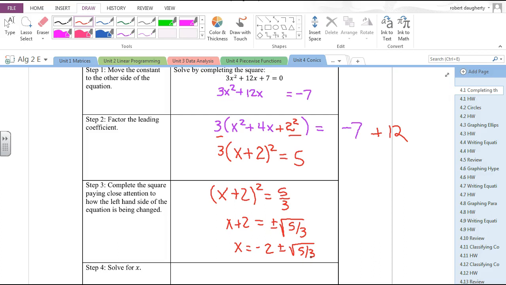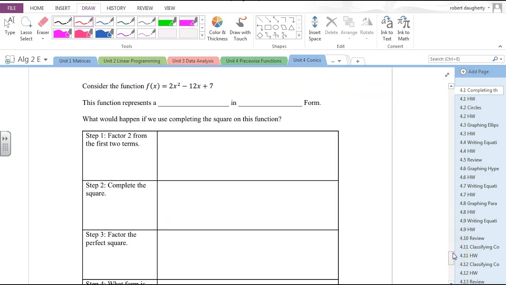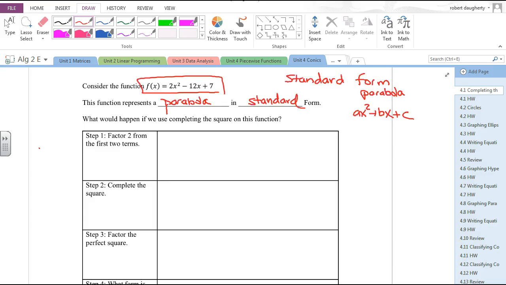So here the key is, anytime the number in front of x squared is not 1, you have to factor out that number. Okay. Let's look at this example here. So what you see here, let me just repeat for the video. This is a parabola in standard form. Let's see what happens when we complete the square on this guy.